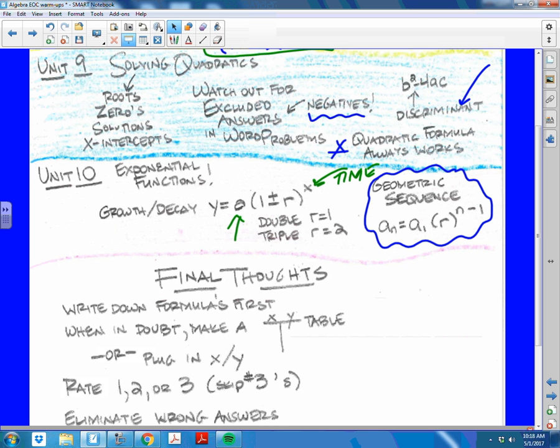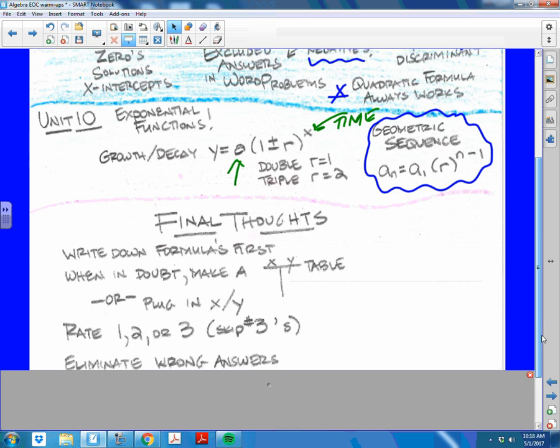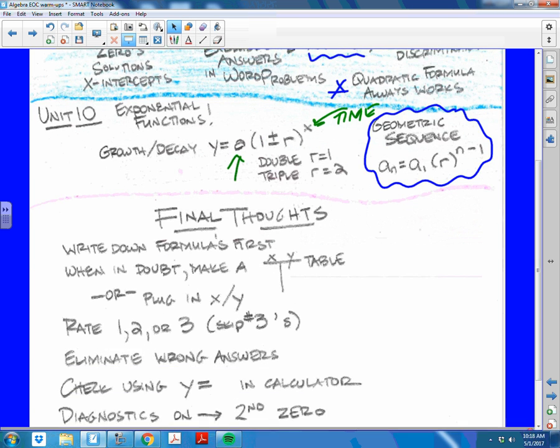Use eliminating bad answer choices as a good strategy on this algebra EOC. If you do, you'll be great. You'll find that some answers are absurd. Even when you don't understand how to answer a question, you'll be able to eliminate a couple of answer choices, which boosts your opportunity for guessing in a much better place. Check using the y equal in your calculator, and remember to turn on your diagnostics using second zero. Other than that, guys, that's it.